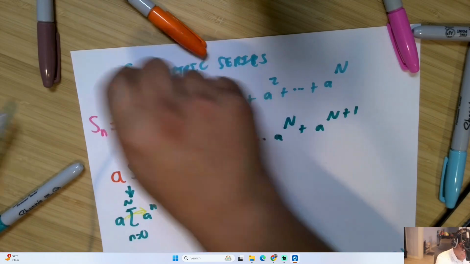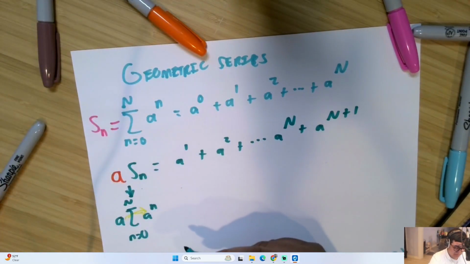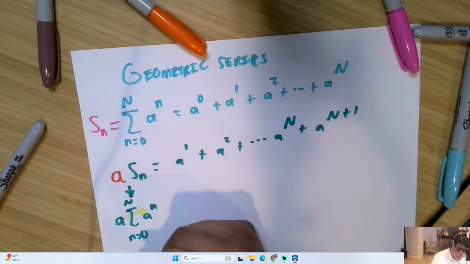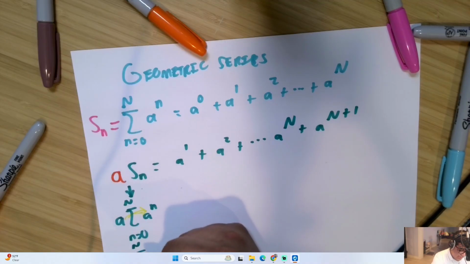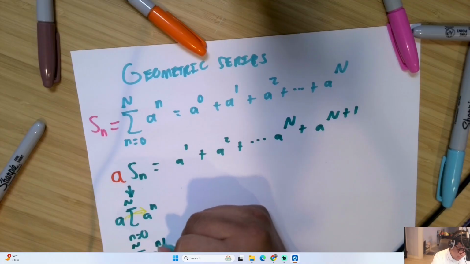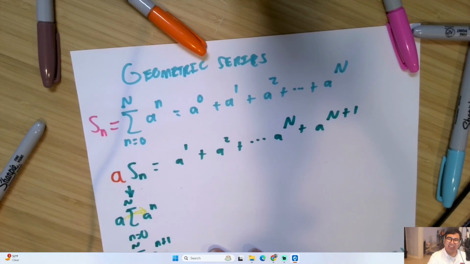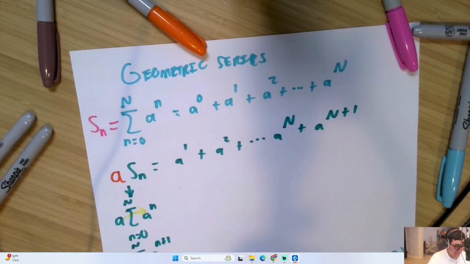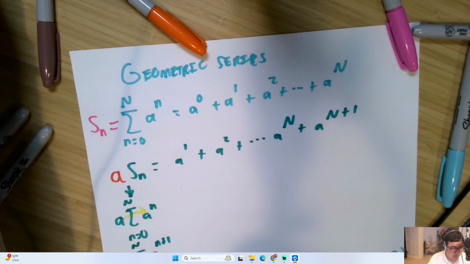Anyways, it's gonna look like the sum, n equals 0, of A of n plus 1, okay? Is that good with everyone? Right?